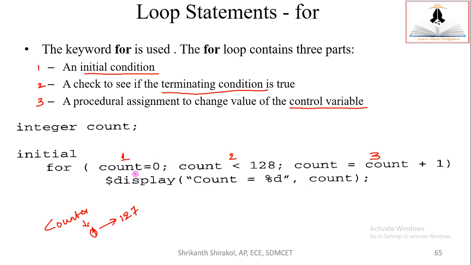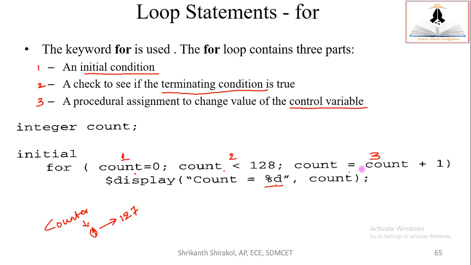So what happens here? This is the initialization. This is the condition till which this loop statement should execute. This is the control variable. And what you are doing is displaying the count, that is %d, whenever the for loop is entered. It starts from 0, checks its termination condition, so this will execute and 0 will be printed. Next, before it proceeds with the condition check, it increments: count plus 1, so now count is 1. Count is 1 satisfies the terminating condition, so it executes again and prints 1.